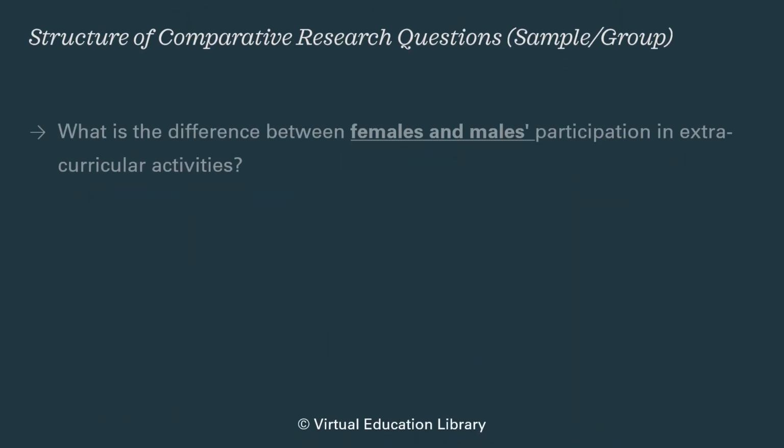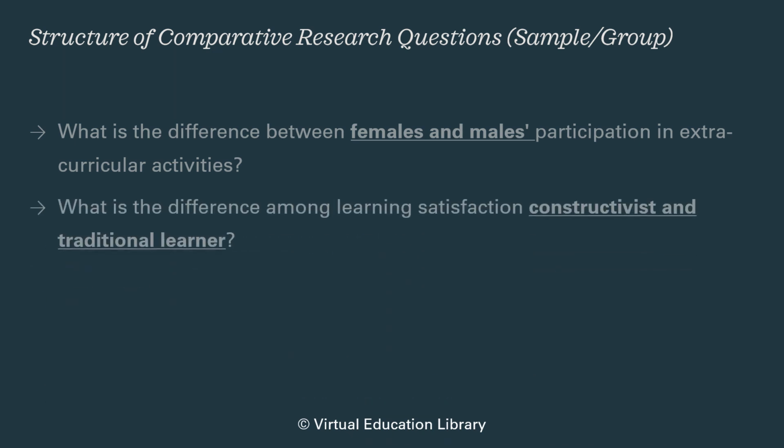And here you also need to mention your sample. In this example, this is male and female participation, and in this one, constructivist and traditional learners. So these are the samples. The learners are the sample, but there will be two groups. One will be taught using the constructivist approach and the other will be taught using the traditional learning approach.